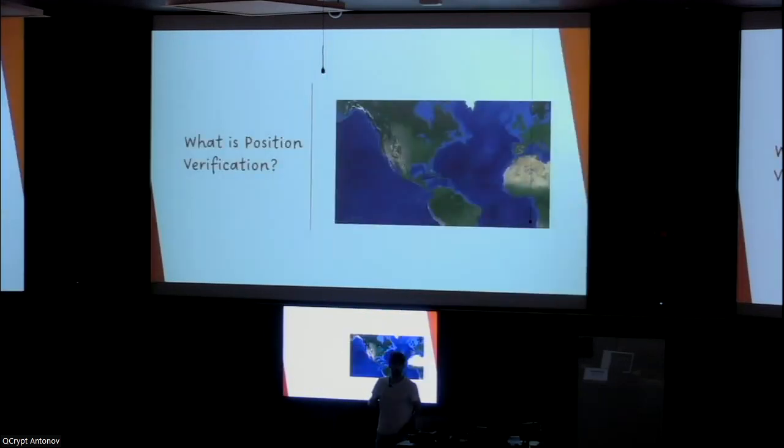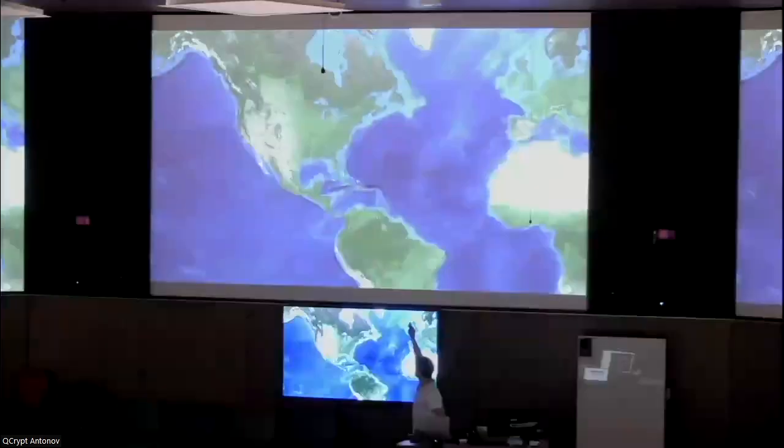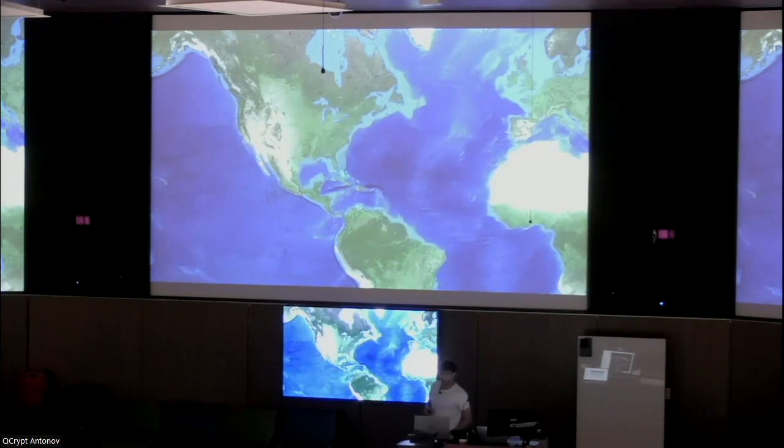Okay, what is position verification? I think that the term itself is a bit self-explanatory. So you have a map, and you want to verify the location of something or someone. Let's zoom in on the map. For instance, I would be here in Maryland, and I will play the role of a prover. I want to prove my location. I want to show that I'm actually here to two people that do not trust me for whatever reason.